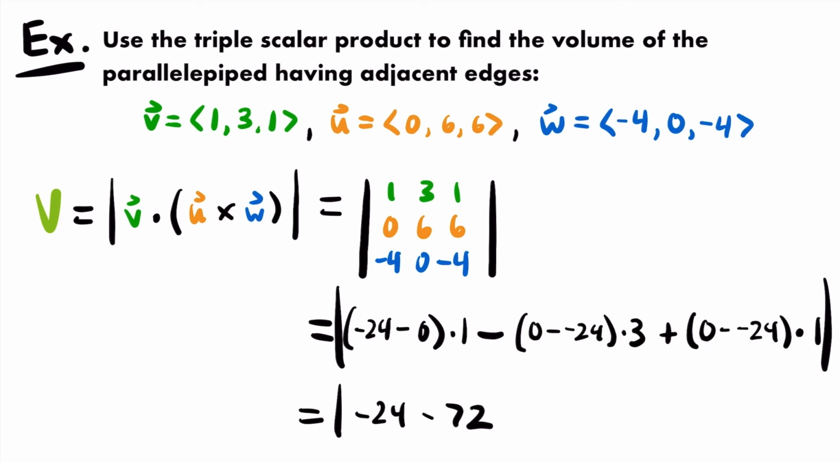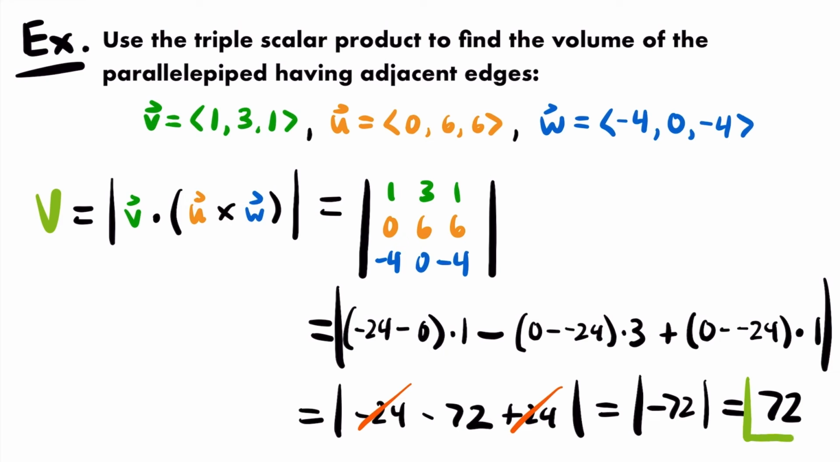And then we're adding 0 minus -24. That's 0 plus 24 times 1. So we have plus 24. Now -24 and positive 24 cancel each other out. So this is equal to the absolute value of -72. And the absolute value bars will make that -72 positive. So this is equal to 72. That is the volume of the parallelepiped having these 3 vectors as adjacent edges.